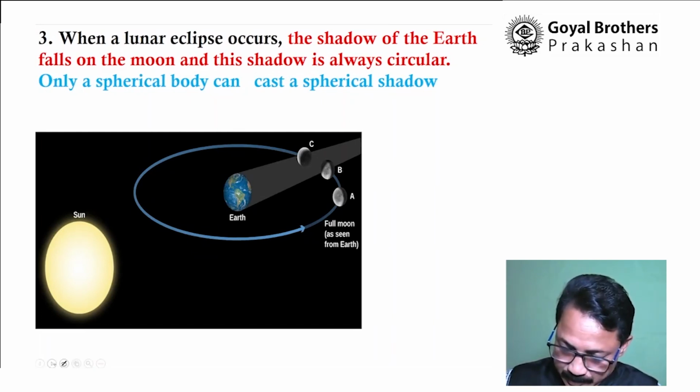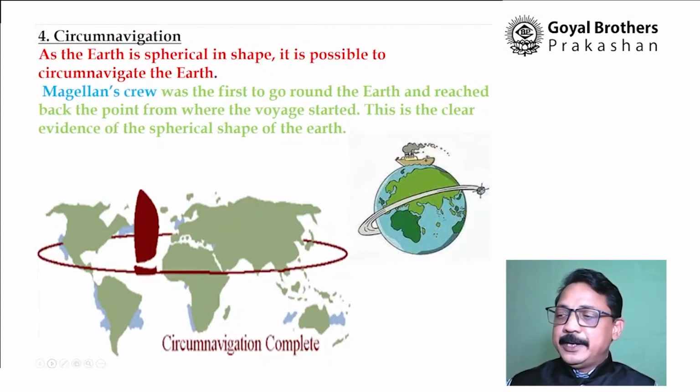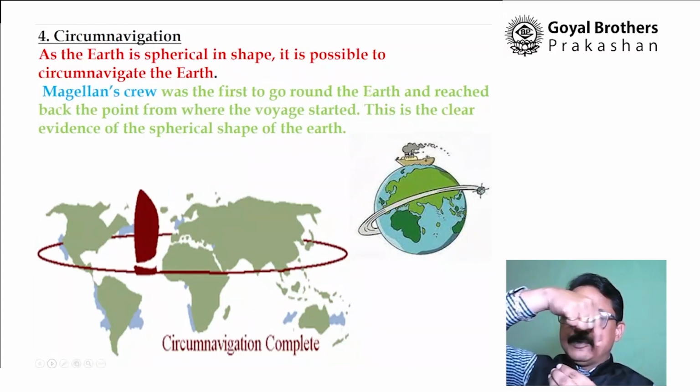Now, the fourth and very important proof is circumnavigation of the Earth. Now what is the meaning of the word circumnavigation? Circumnavigation means to move all around the Earth.